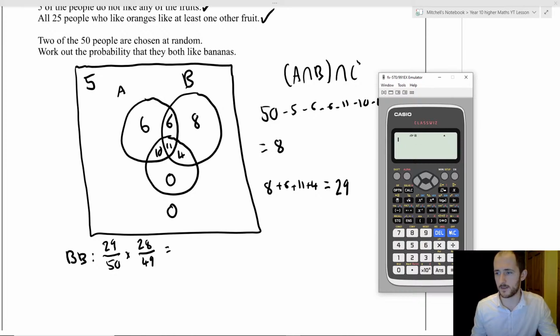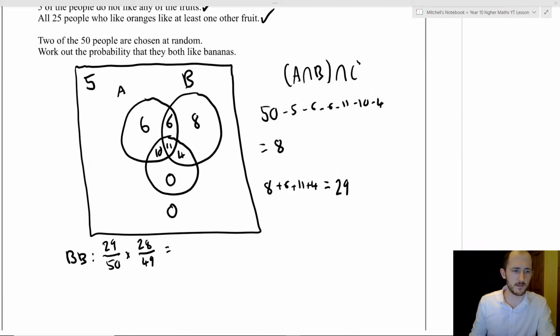And let's just use a calculator. Again, you can do this by hand. And if you want me to show you how to do it, I'm more than happy to. But I think everyone in here is okay with column multiplication. 58 over 175.